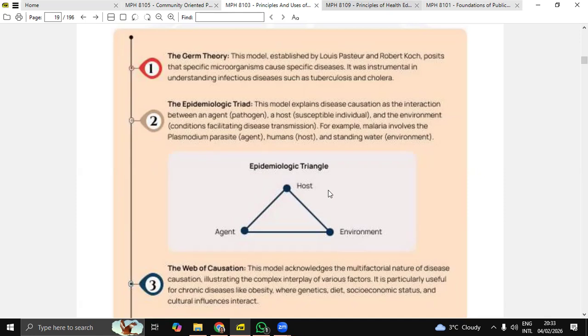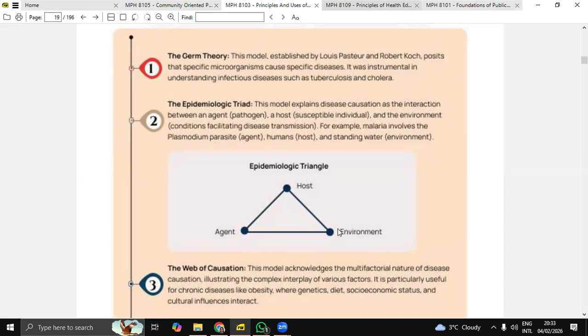So what is this triangle saying? All these round parts we can see, they call them nodes. So there's the host, there's the environment, and there's the agent. This model was saying that for disease to happen, there has to be a host. That's somebody who is susceptible, somebody who has the capacity to fall ill, basically. That's what the host is.